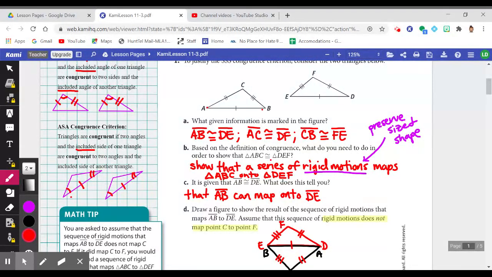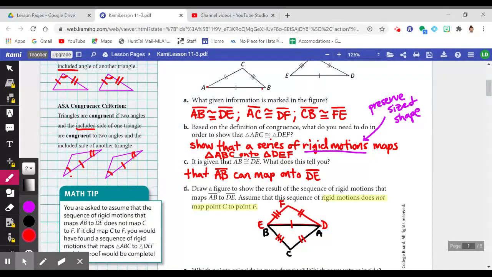B, based on the definition of congruence, we're talking about the second definition. What do you need in order to show that triangle ABC is congruent to triangle DEF? To really verify not just the side congruence criteria, but just the fact that these two triangles are congruent, there should be a series of rigid motions that maps triangle ABC onto DEF. And notice I said rigid motion, because we know rigid motions preserve size and shape. So if I take triangle ABC and perform a series of rigid motions, somehow moving it and placing it on top of DEF, if it maps onto triangle DEF, I know that the two triangles are congruent.